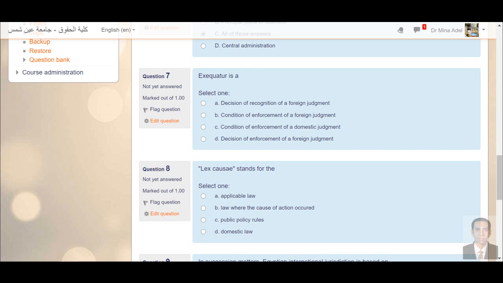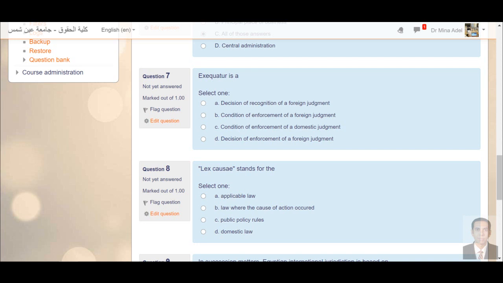Question 7: Exequatur is a decision of recognition of a foreign judgment, a condition of enforcement of a foreign judgment, a condition of enforcement of a domestic judgment, and finally a decision of enforcement of a foreign judgment. As I told you last lecture, recognition is way easier. So we don't need a procedure called exequatur for it. So it's not about recognition. And about the third option, condition of enforcement of a domestic judgment, here we don't talk about domestic judgments, it's outside the PIL. So we don't talk about enforcement of domestic judgments.